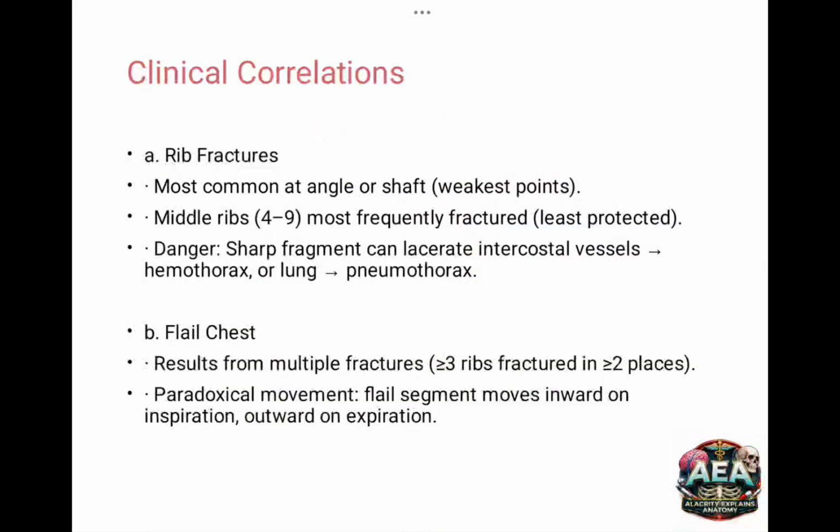Now let's look at clinical correlates about ribs. You can have rib fractures. This is common at the angle. The angle of the rib is the weakest point of the rib and is the most commonly fractured part. We have the middle of the ribs, which is from rib 4 to rib 9. This is the most frequently fractured and least protected.